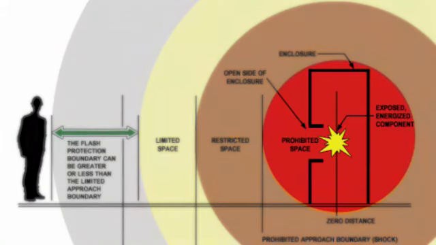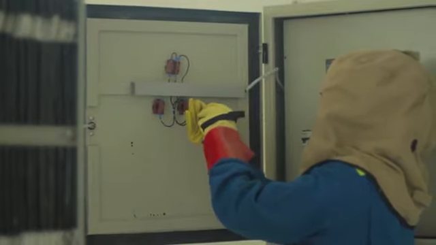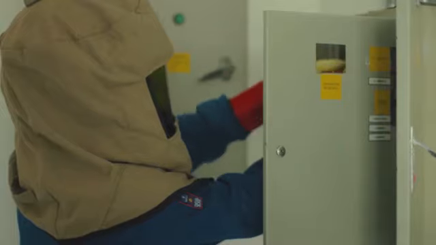The prohibited approach boundary is essentially the same as contacting live parts. This would be done with tools or test equipment, but is considered the same as if you were contacting live parts with your hands. Crossing a prohibited boundary is considered working on exposed, energized conductors or circuit parts. Prior to crossing a prohibited approach boundary, an electrical worker must have appropriate authorization.